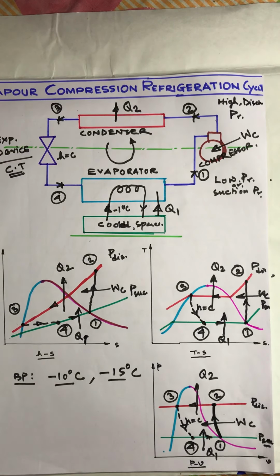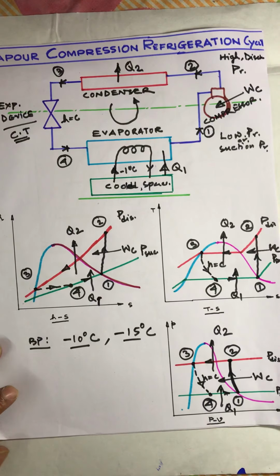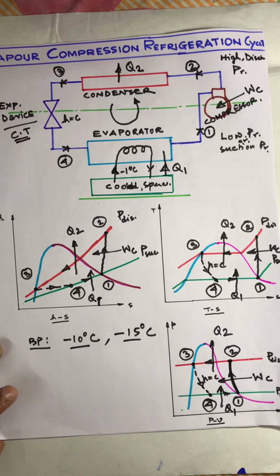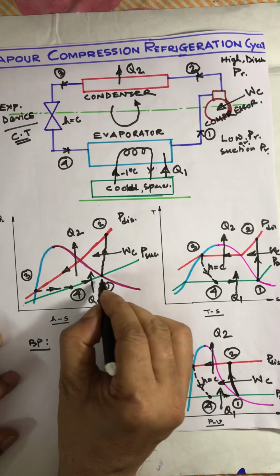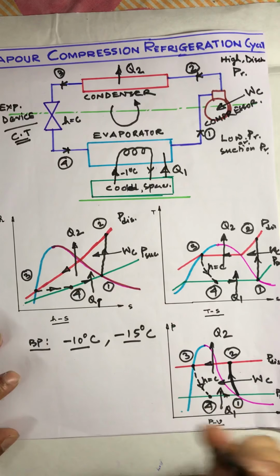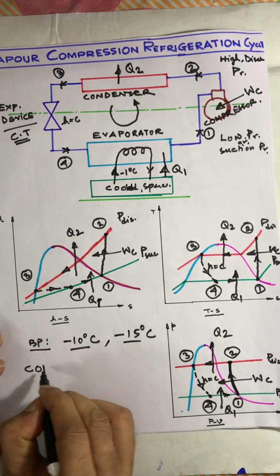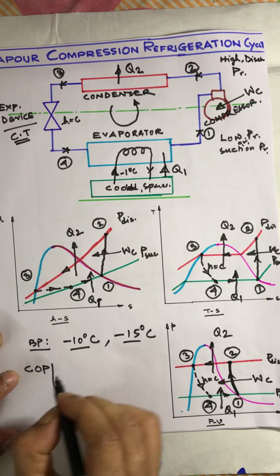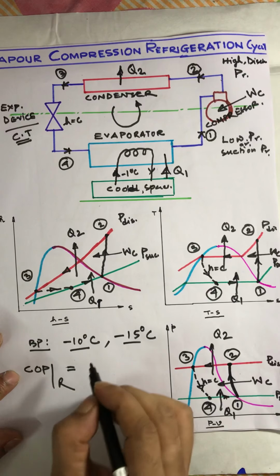Now, if we have to find out the performance of that particular cycle, the vapor compression refrigeration cycle, we can easily calculate it. How? If we get the energy values at 1, 2, 3, 4, then very easily we can calculate this. So, what is the COP of this refrigerating cycle?